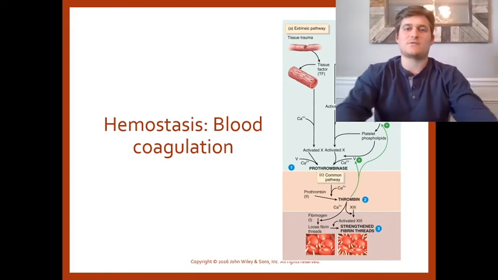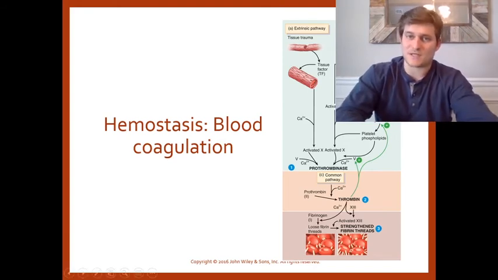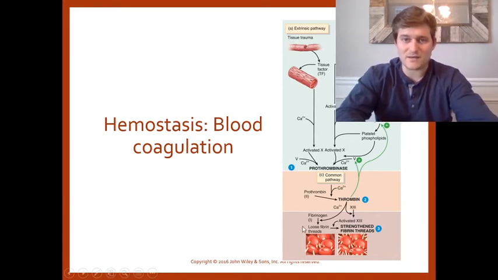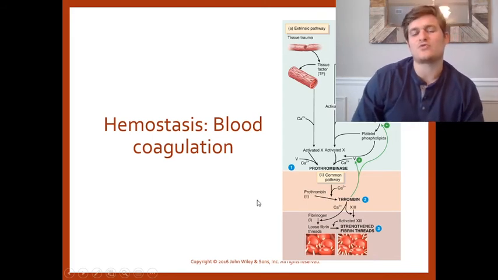The last thing that needs to occur at the site of a damaged vessel is the blood coagulation, or the formation of a blood clot. And there's both an extrinsic and an intrinsic pathway which can lead to the formation of this blood clot. But thrombin is going to play a role, and by strengthening the fibrin threads, we're actually changing the structure of the blood.